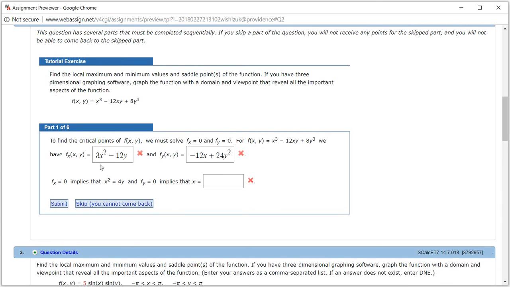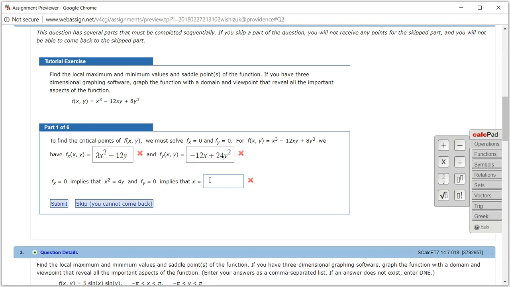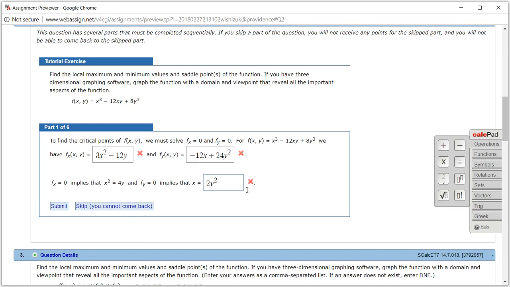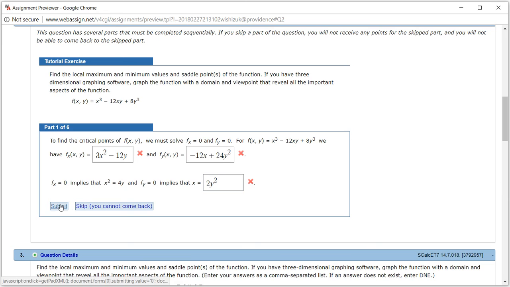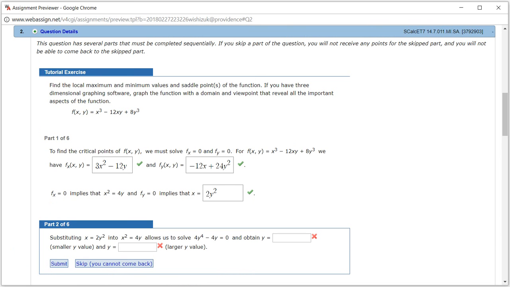So we set the partial with respect to x equal to 0. We get x squared equals 4y, since we have to divide through by 3. And if you divide the other one through by 12, you get negative x plus 2y squared, so it's going to be x equals 2y squared here. Let's submit. It came back and looks like we got part 1 correctly.